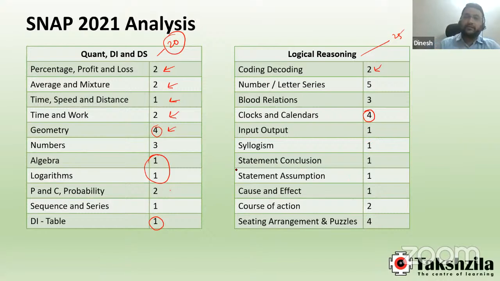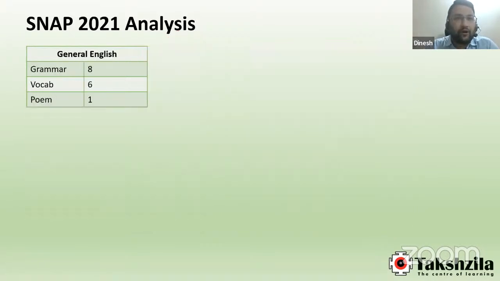Then this part is verbal reasoning, everyone. Statement conclusion, statement assumption, cause and effect, course of action. So these are around 5 questions from the verbal reasoning. 4 questions were from sitting arrangement and puzzle. If we talk about the general English section, out of 15 questions, 8 questions were from grammar, 6 from vocab. And in SNAP, questions like RC come in CAT; last year in SNAP, a poem came. And depending on the poem, there was a question.